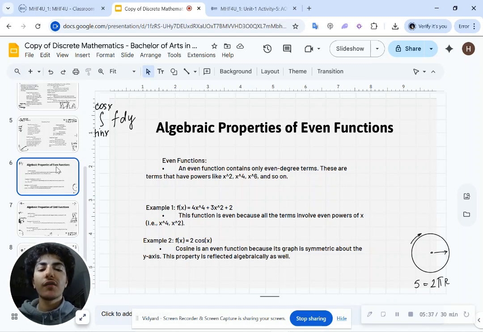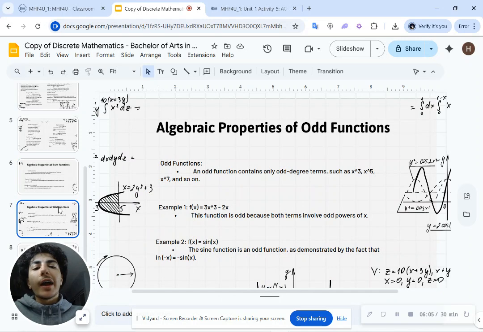Example 2. f(x) equals 2 cos x. Cos is an even function because its graph is symmetrical about the y-axis. The property is reflected algebraically as well. When we look at cos in a graph, it is symmetrical about the y-axis, so we can always tell that cos means even function. Even function and cos go hand in hand, so cos is always an even function.